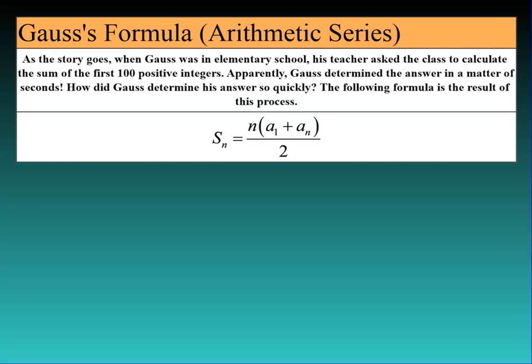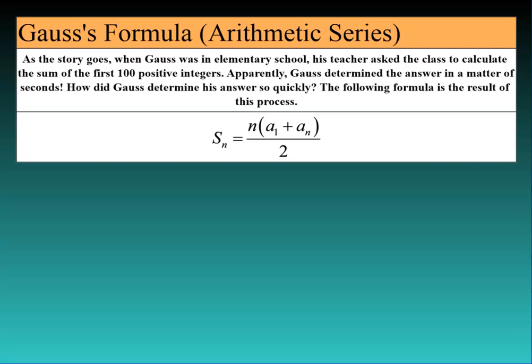Apparently, Gauss determined the answer in a matter of seconds. Obviously, the teacher wasn't all that excited about this because now their plan to buy time disappeared. But how did Gauss determine his answer so quickly? The following formula is the result of this process.